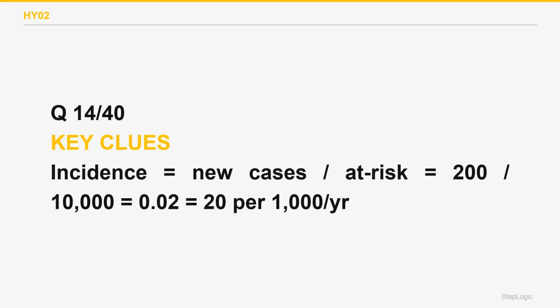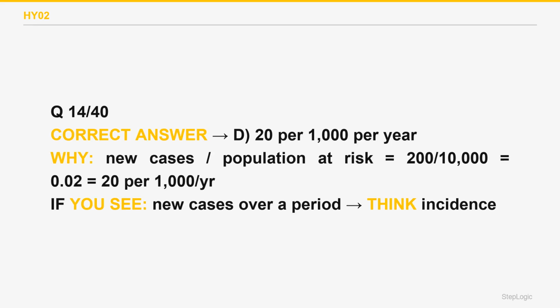Cumulative incidence is the number of new cases divided by the population at risk at the start over a set time. Here, 200 new cases arise among 10,000 at-risk people in 1 year. 200 divided by 10,000 is 0.02, or 20 per 1,000 per year. Incidence counts only new cases in the previously disease-free group. The correct answer is D.